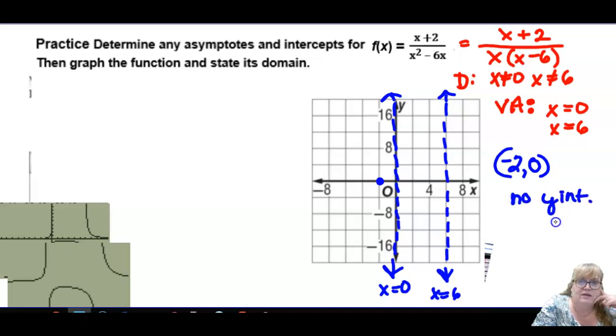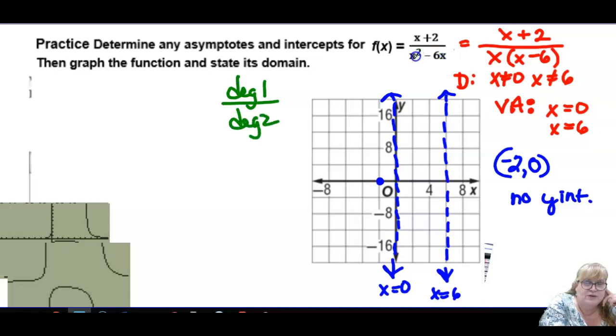Okay, I think all we're missing is the horizontal end behavior. And the degree is 1 on top, degree 2 on the bottom, because it had a squared. So that means it is bottom heavy.